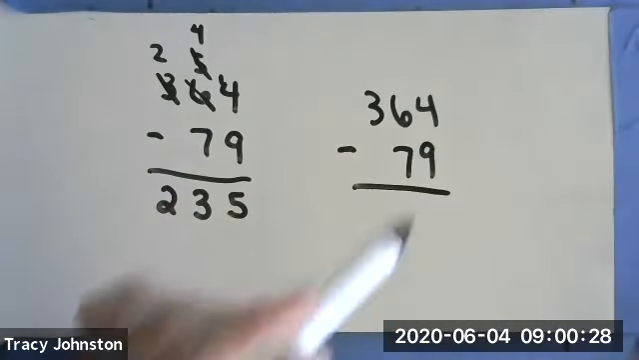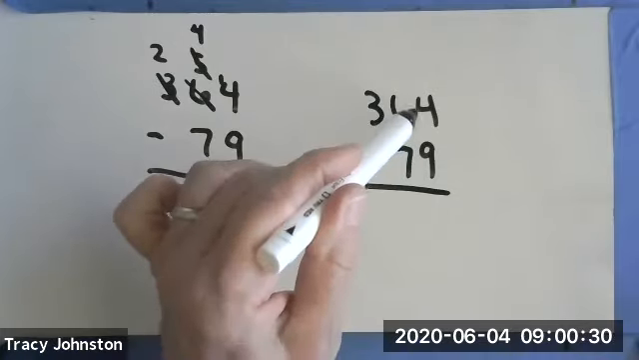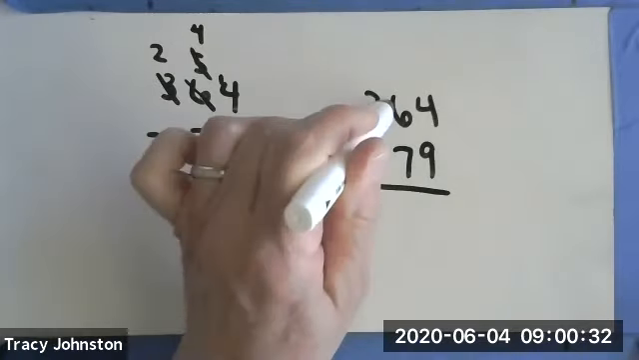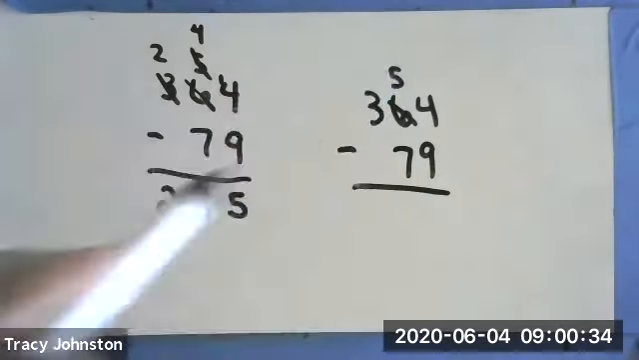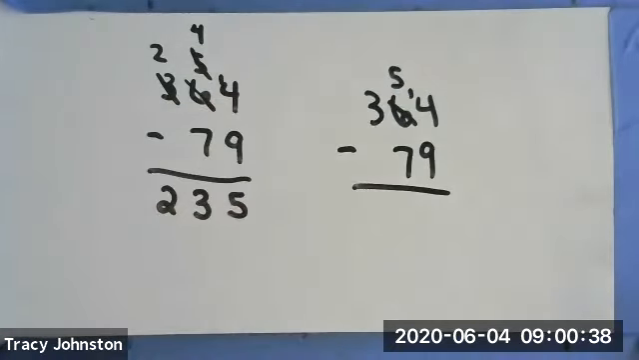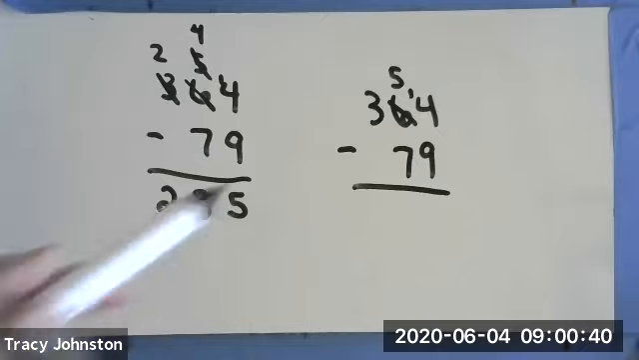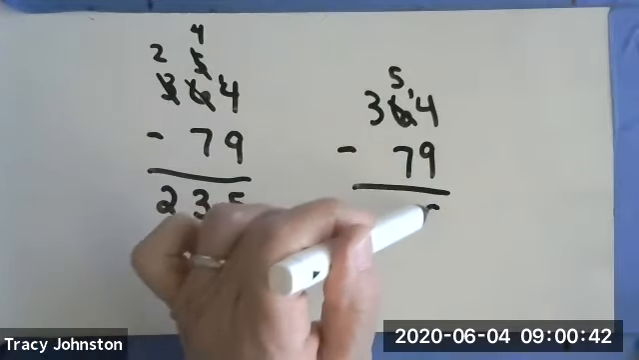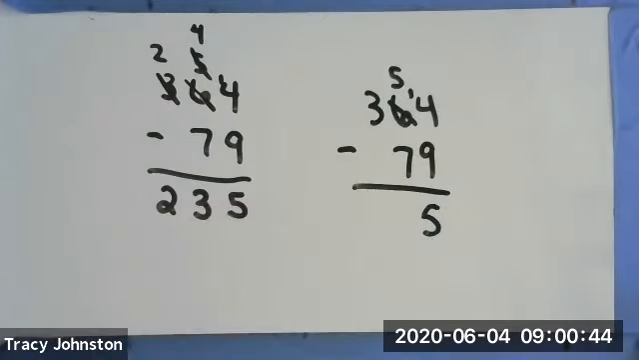So what we see is that we have 4, we want to take away 9, so they borrowed from the 6 and wrote down 5 and gave it to the 4 and said 14 minus 9 is 5. That's just fine. Now here's the problem we run into.